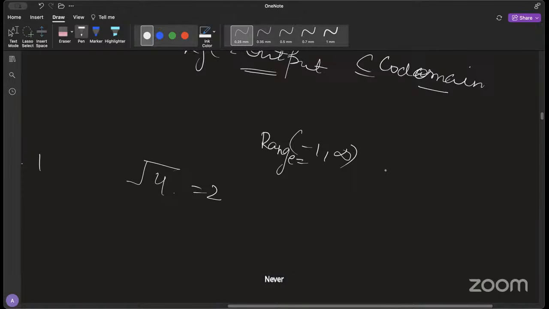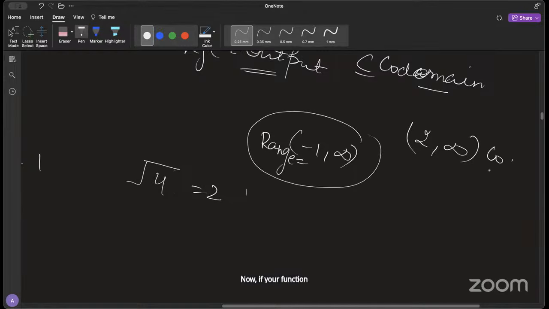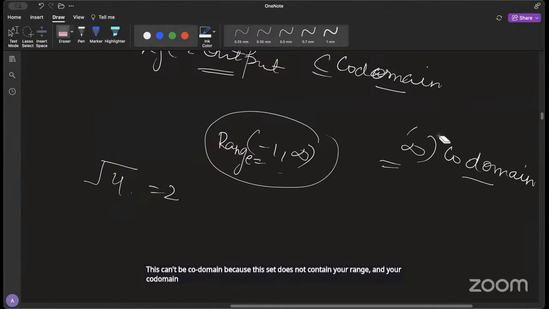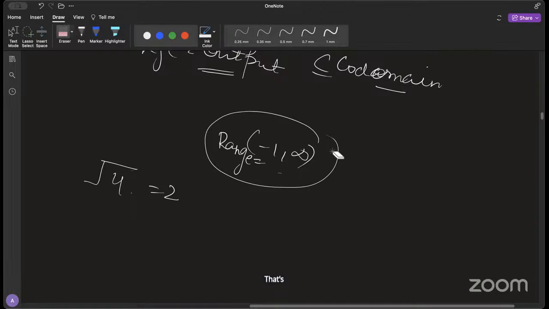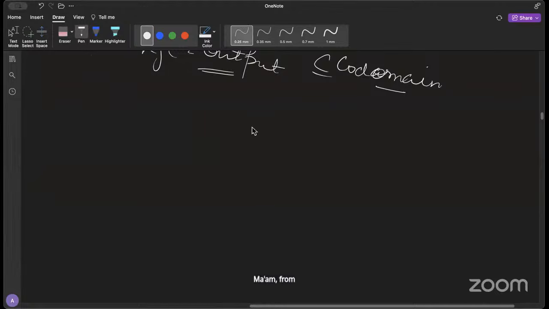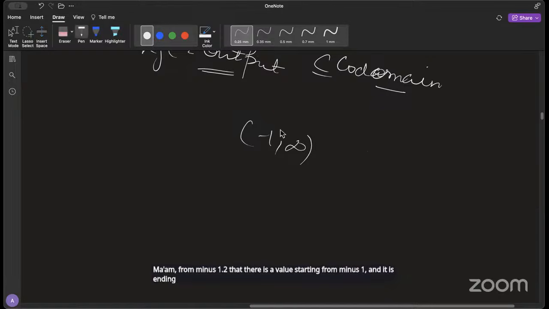But you can be asked this: if your function's range is -1 to infinity, can 2 to infinity be a codomain? No, ma'am. This can't be codomain because this set does not contain your range, and your codomain is supposed to contain your range. Ma'am, there are infinite elements in this. From -1 to infinity, there is a value that starts from -1 and ends in infinity.